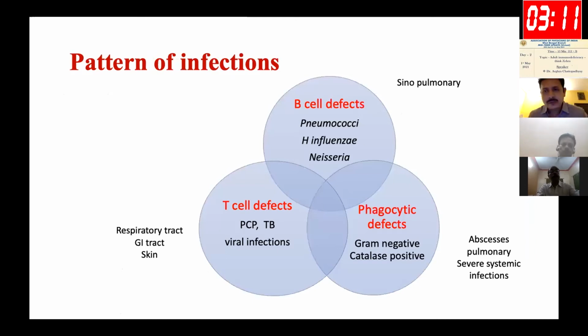Also, the pattern of infection can give you an important clue. B cell defects usually present with recurrent sinopulmonary infections, along with Pneumocystis, H. influenzae, and Neisseria. Phagocytic defects primarily present with abscesses, like lung abscess or liver abscess, and severe systemic infections, and gram-negative or catalase-positive infections are more common with phagocytic defects. Whereas T cell defects primarily present with respiratory and GI infections, and usually present at an early age of onset, unless it is a late onset combined immune deficiency.